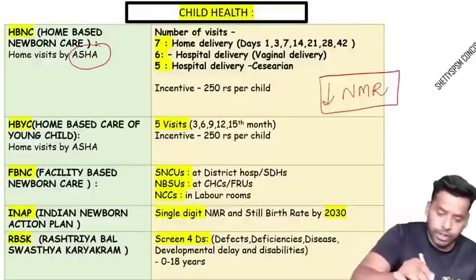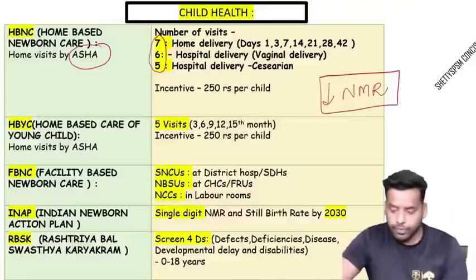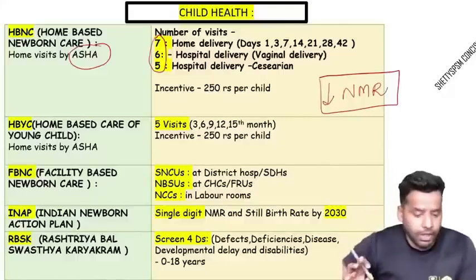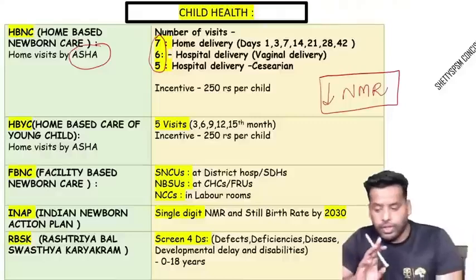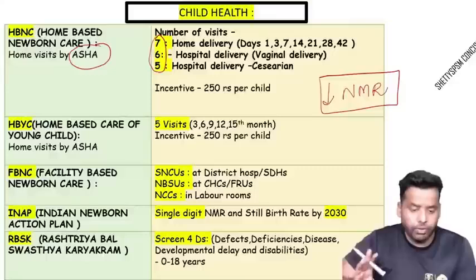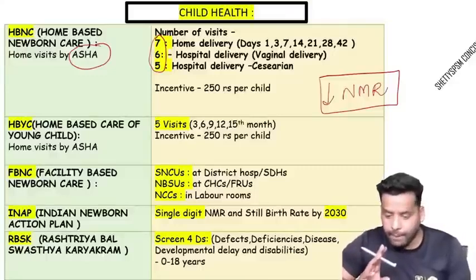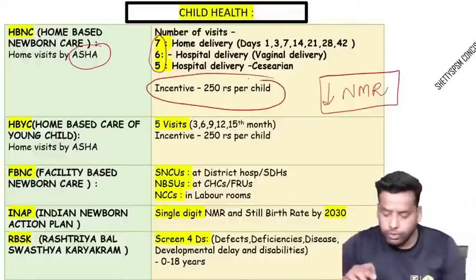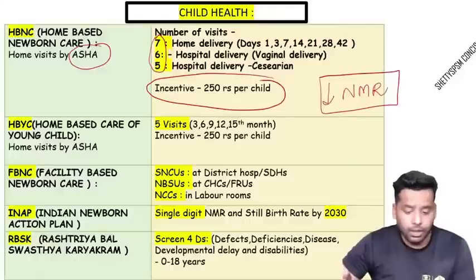Total how many visits? Tell me in descending order. 7, 6, 5. 7 for home delivery, 6 for vaginal delivery, 5 for cesarean section. One visit will be less. 7, 6, 5. Yes. How much incentive the Asha worker is getting? 250 rupees per child, not per visit.